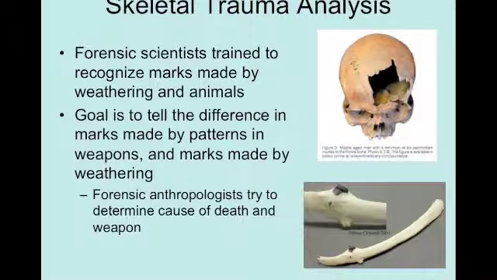For example, we have a blunt force trauma to a skull there. In the bottom one, we actually see someone that was shot. Those are rib bones that have bullets in them, but they survived because the bullets have healed into the bone. So there's a lot of things that we can find out from skeletal remains.